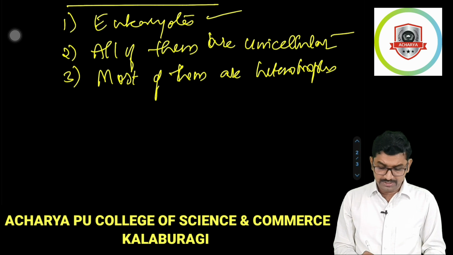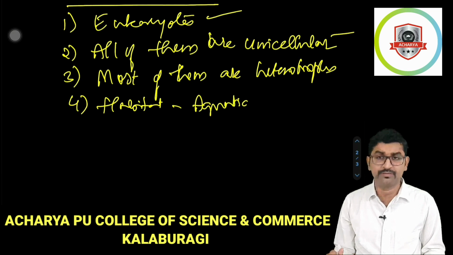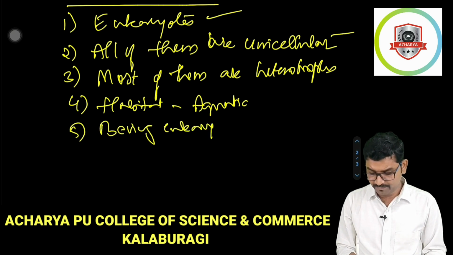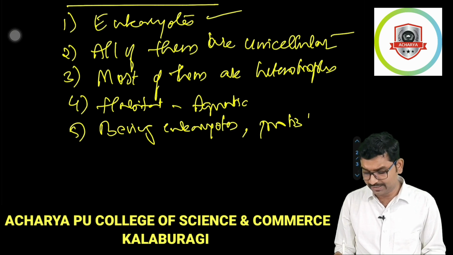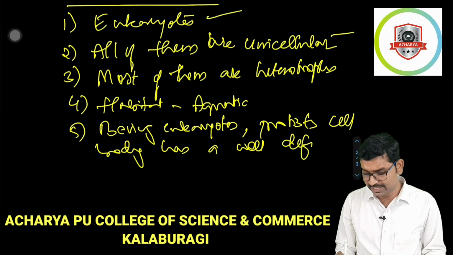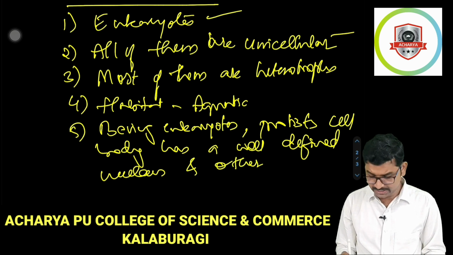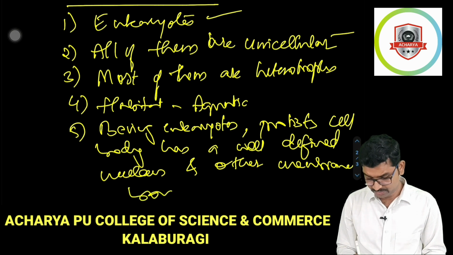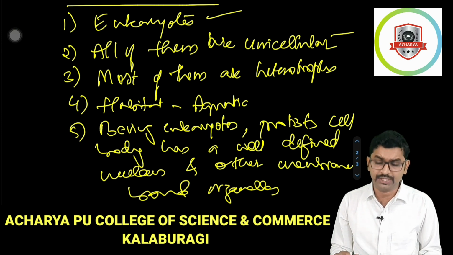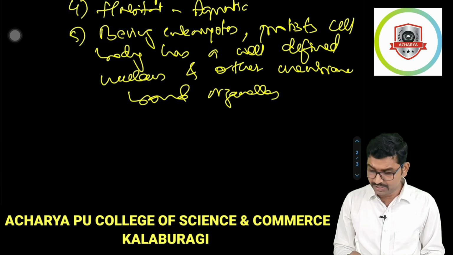Alright. Then their habitat is basically aquatic. They are found in water. Then, being eukaryotes, the protist cell body has a well defined nucleus and other membrane bound organelles. This we have already seen in the previous slides, but for your reference I am writing it on the board. You can see, right? Please note down these characteristics. Fine. Then they have the presence of a nuclear membrane.